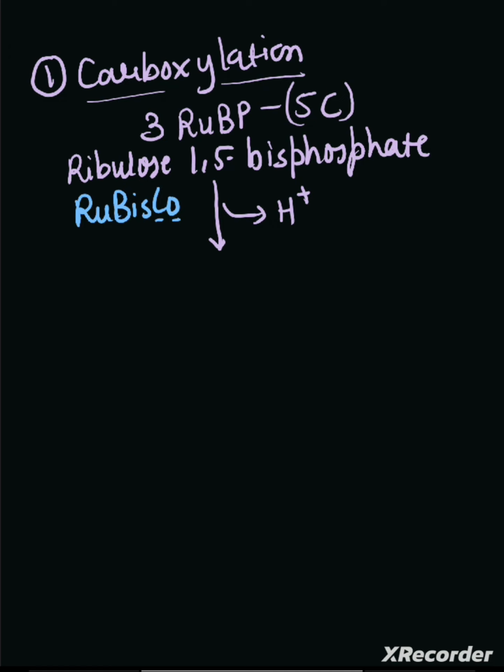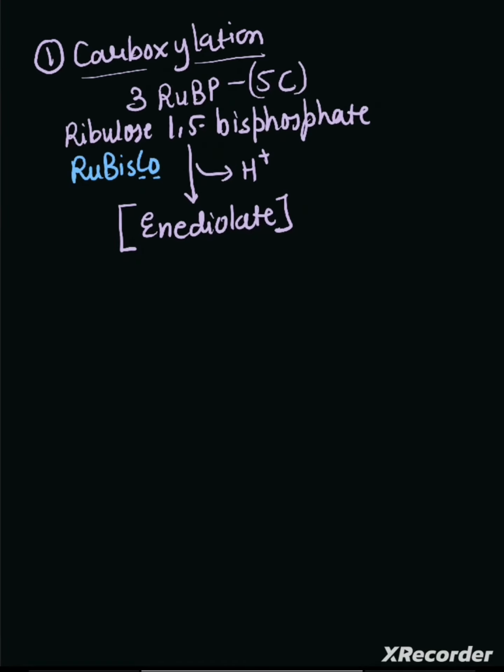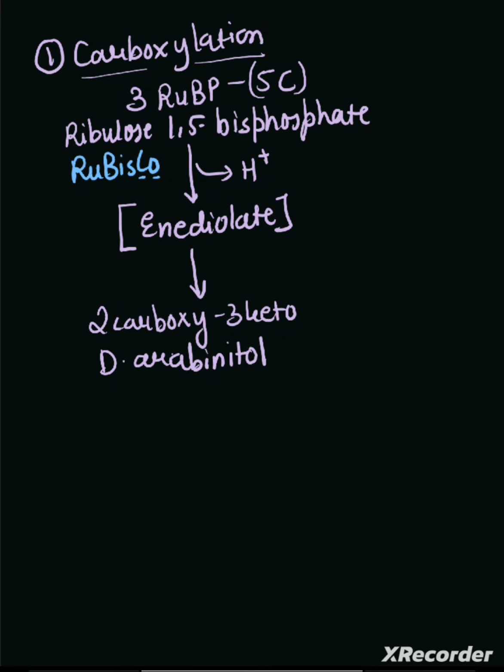Now this Rubisco is acting upon RuBP, and the first intermediate that we get here is enediolate. This intermediate is an unstable intermediate. Most of the intermediates are quite unstable. So this enediolate that you have here gets converted to something called 2-carboxy 3-keto d-arabinitol 1,5 bisphosphate.